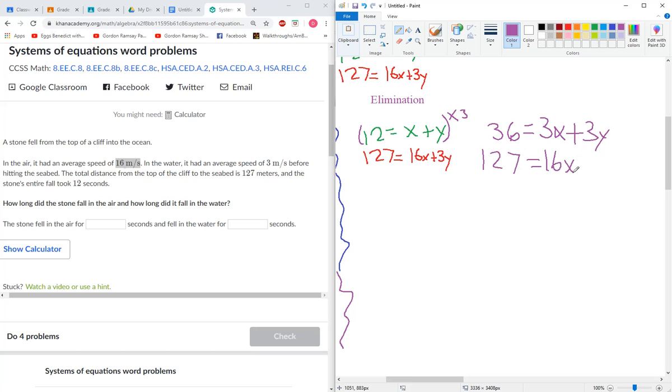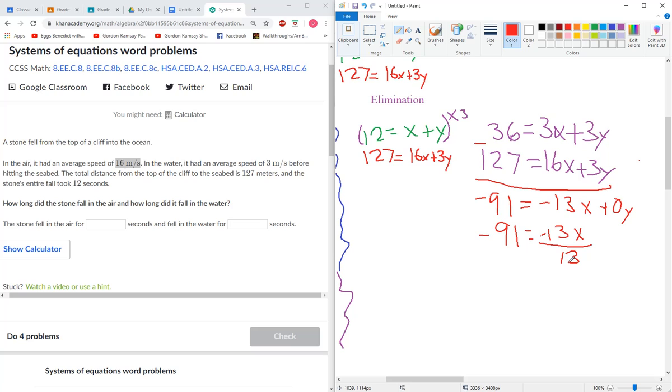And then I need to decide whether or not I need to add or subtract. In this case, if we have a positive 3 and a positive 3, we're going to subtract. So 36 minus 127 is negative 91, equal to 3 minus 16, which is negative 13x, and that comes out to 0y. We don't need to rewrite that, so I'm just going to divide both sides by negative 13. Remember there's a negative sign. Negative times negative is positive, and 91 divided by 13 is 7.